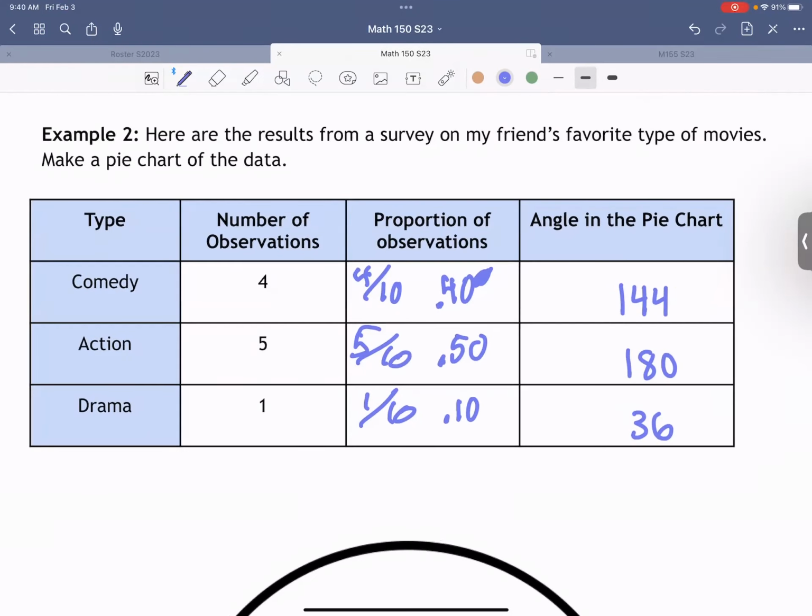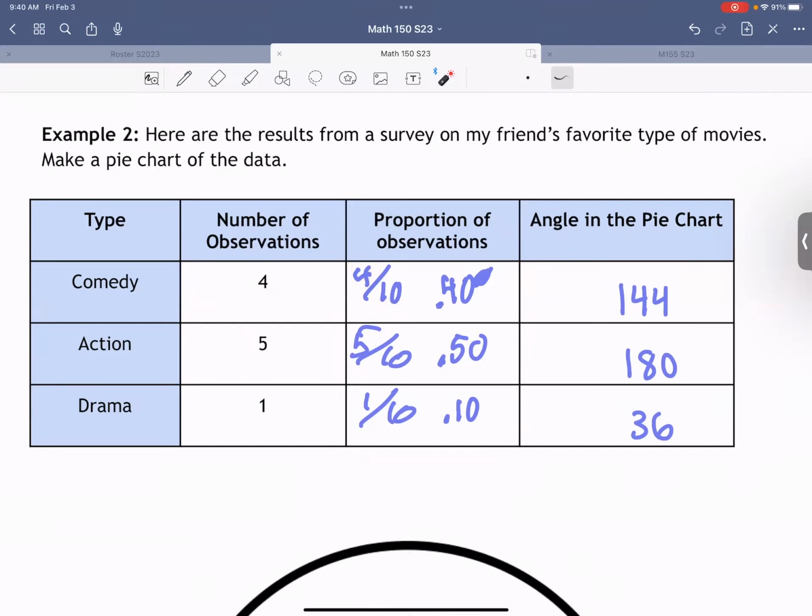All right, let me get situated here. So here we have a different type of thing going on. I got Sean to write up the proportion of observations here. Sean, do you want to take us through how you got the proportions? Yeah, just divide the number of observations by the total.